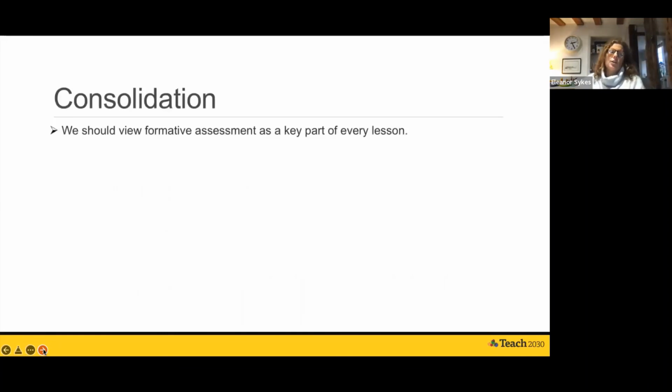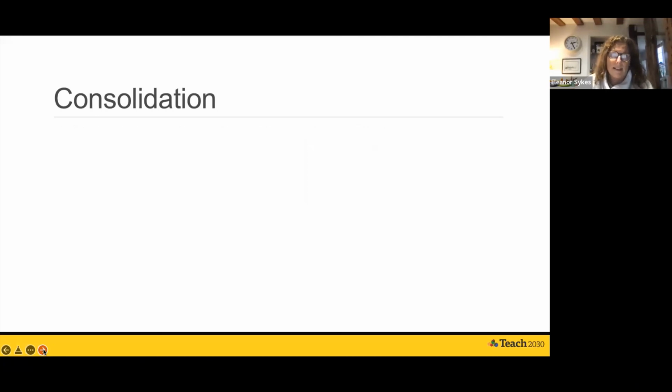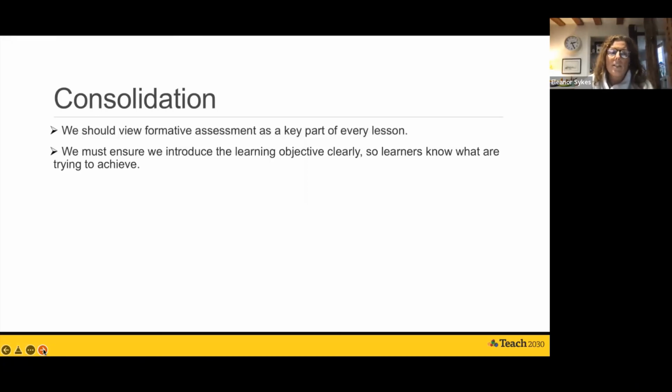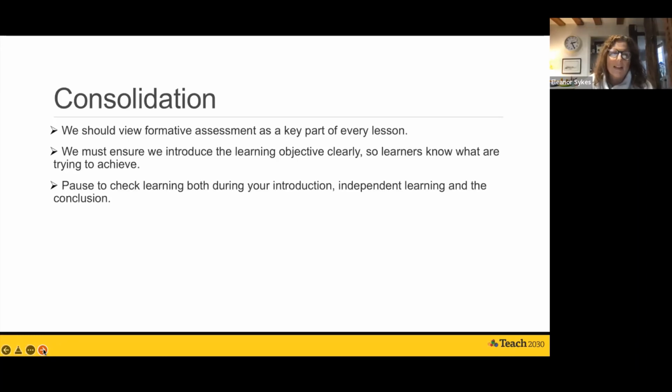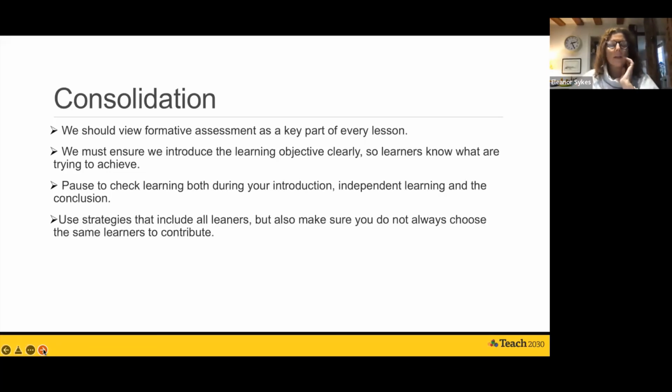So just to finish off, we should view formative assessment as a key part of every lesson. We must ensure we introduce the learning objective clearly so learners know what they are trying to achieve. Pause to check the learning during your introduction, during independent learning, and the conclusion. Use strategies that include all learners, but also make sure you do not always choose the same learners to contribute.